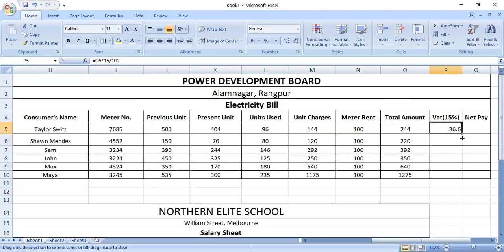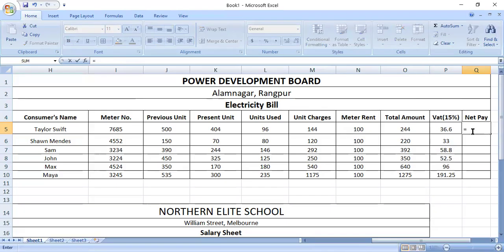Then again pull the mouse over the edge and bring it downwards like this. And this is the VAT charged. I don't get 15%, but you will have to write what is charged where you live or where you work, most importantly. Then there is net pay finally. Last but not least, net pay is the total amount plus VAT. You must know VAT is always added to the total amount. So here we will be adding the VAT.